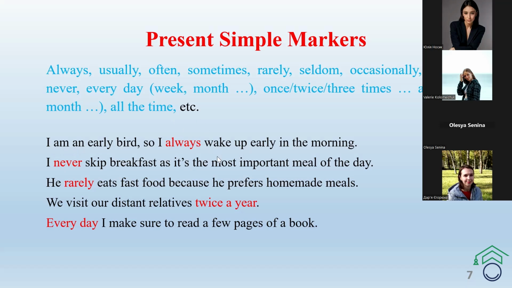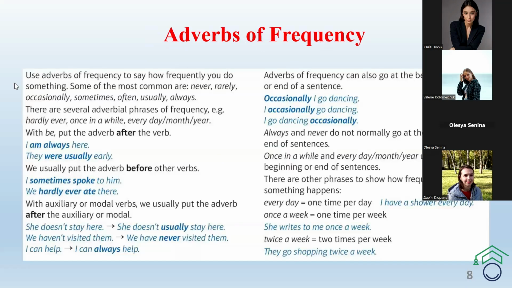So now let's have a look at adverbs of frequency. There are several adverbs. We use adverbs of frequency to say how frequently we do something. Some of the most common are never, rarely, occasionally. We know them. There are also several adverbial phrases of frequency, phrases which contain several words.